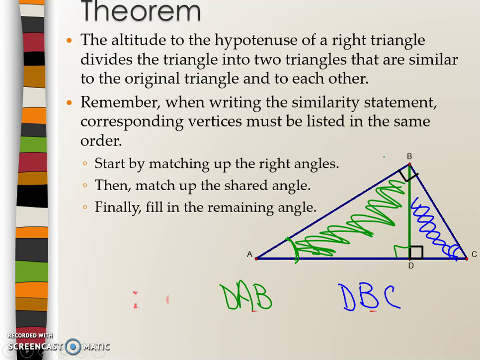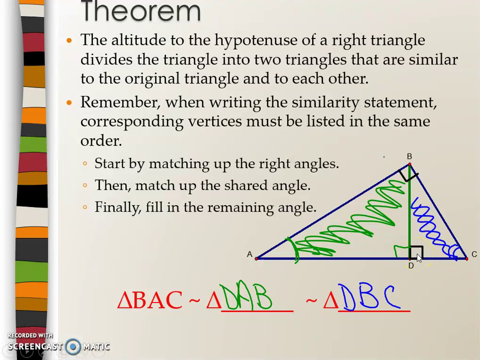So let's take a look at this triangle. You have a right triangle here. There's a right angle right there, angle B. And then we're going to draw this altitude and divide this into two smaller right triangles. So this is also a right triangle inside with the 90 degrees here. This is also a right triangle with a 90 degree angle there.